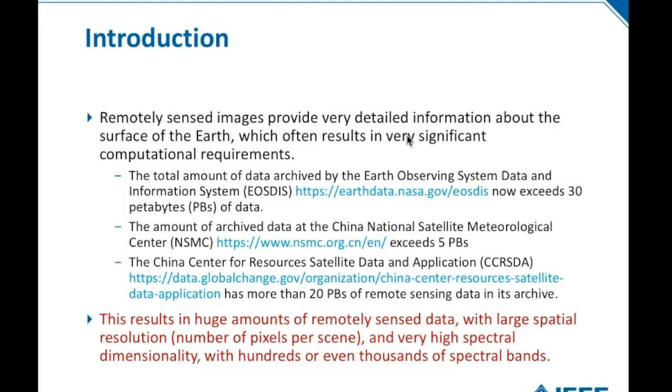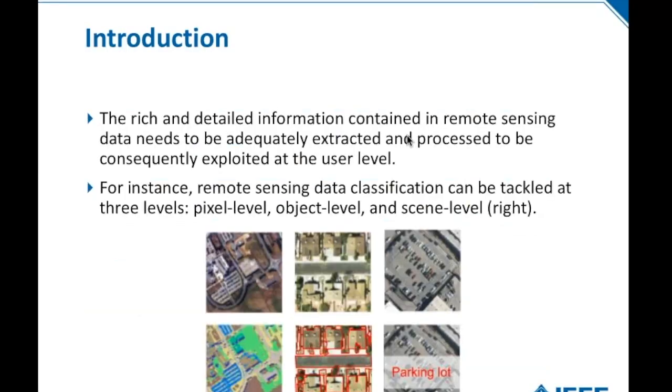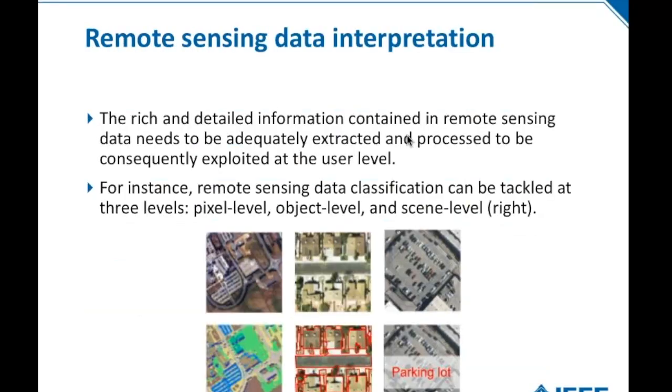the data that we have available, but also because these data generally have very large spatial resolution and often also very high spectral dimensionality, like in hyperspectral data, where we can have images with hundreds or even thousands of spectral bands. The interpretation of the data is a very important problem, particularly in this section of the webinar.